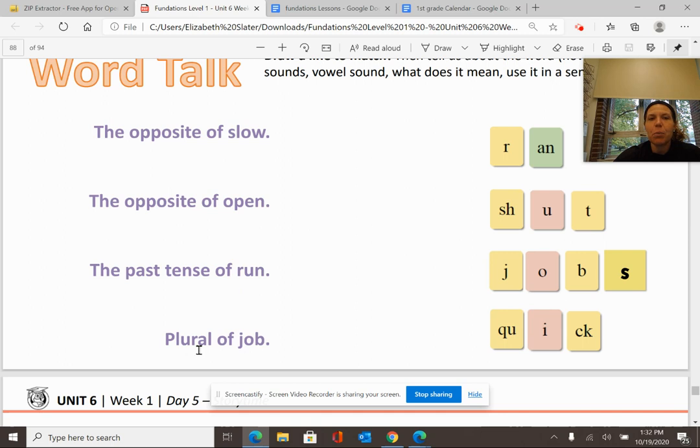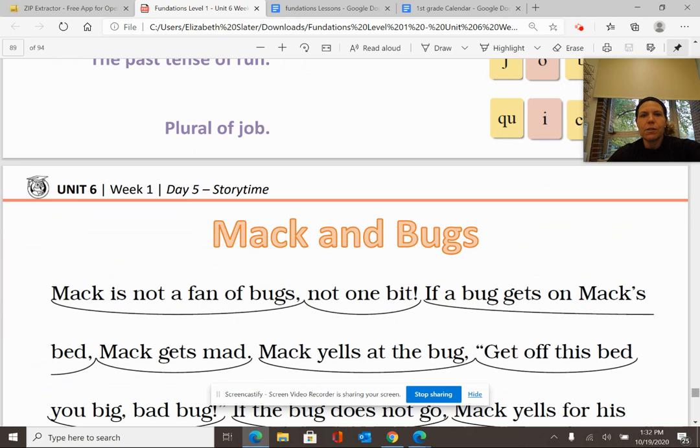And the last one is plural of job. That means more than one job, like everything I do at home. I clean and I cook and I drive my children around. So plural of job is jobs. And remember, we tap out the base word job, and then we add the suffix s. Good job, boys and girls.